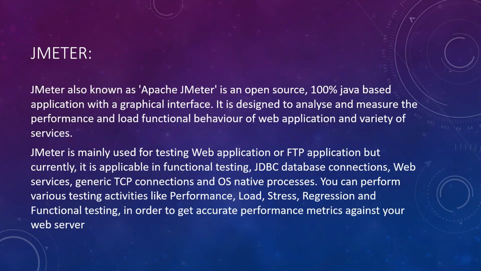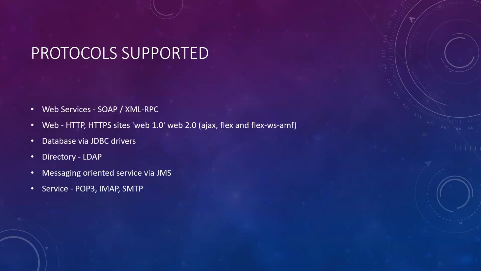The testing tool which we are going to see today is JMeter. JMeter, also known as Apache JMeter, is an open source, 100% Java-based application with a graphical interface. It is designed to analyze and measure the performance and load functional behavior of web applications and a variety of services. JMeter is mainly used for web application testing or FTP testing. You can perform various testing activities like performance testing, load testing, stress testing, regression testing, and functional testing in order to get accurate performance metrics against your web server.